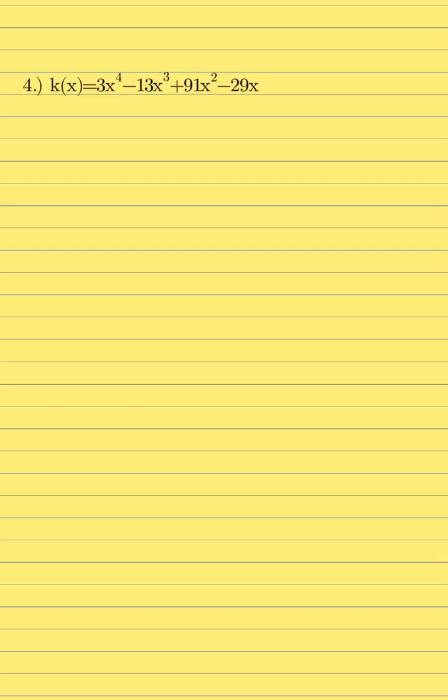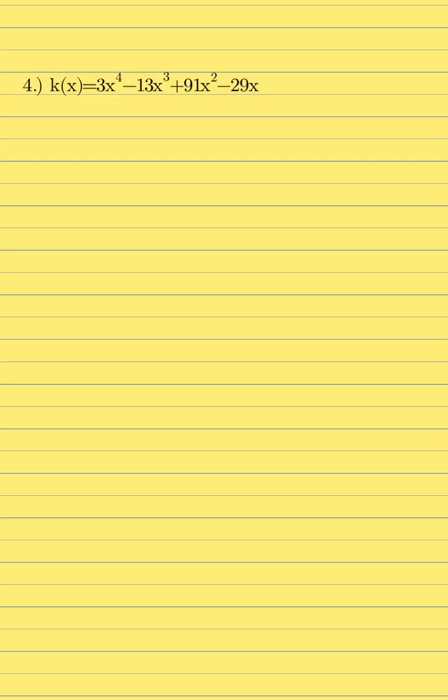In problem number 4, that was another one where it just didn't work. The one that I had on the worksheet didn't work. So we said to change it to k of x is equal to 3x to the fourth minus 13x cubed plus 91x squared minus 29x. So if you want to pause the video, try this one on your own. Feel free.